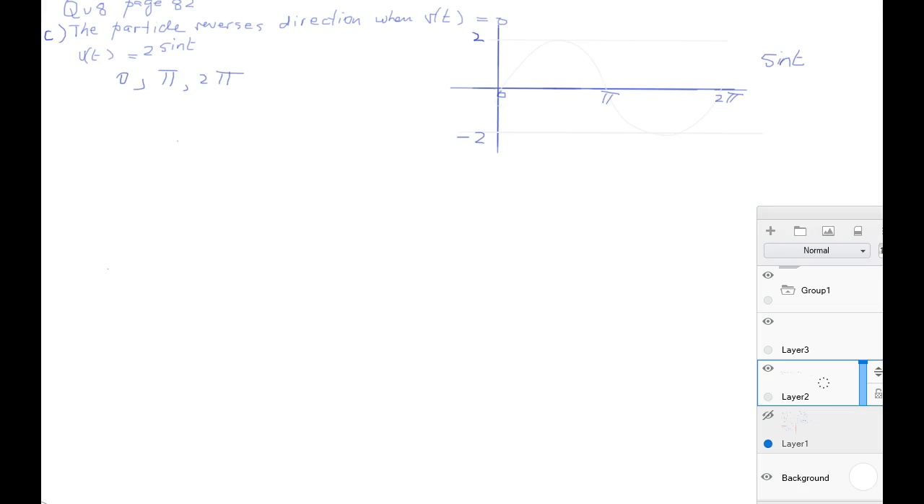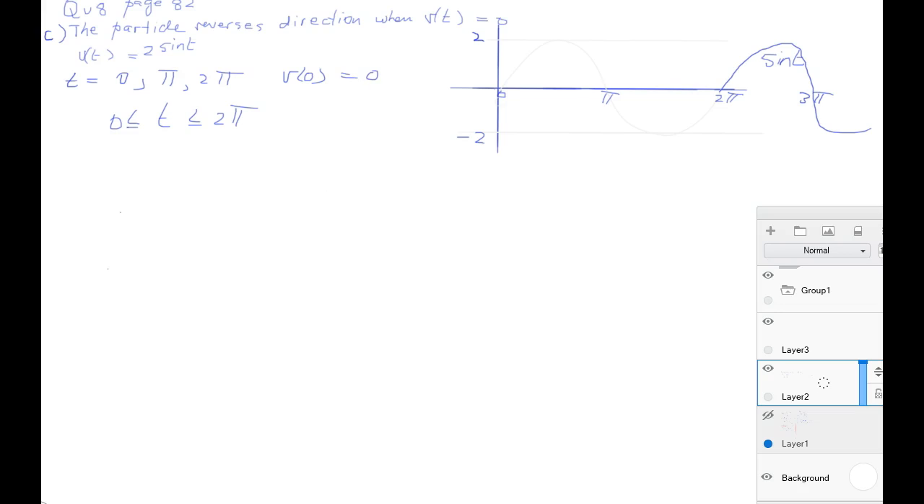And I'll just reread the question. Find the times when the particle reverses, and it gives a restricted domain of 0 less than or equal to t less than or equal to 2 pi. And just be aware that it could have done a domain up to, say, 4 pi, and then you would continue that periodic pattern to 3 pi, 4 pi. So the ones written down here are the times. So when time is 0 radians, pi radians, or 2 pi radians, the velocity equals 0.